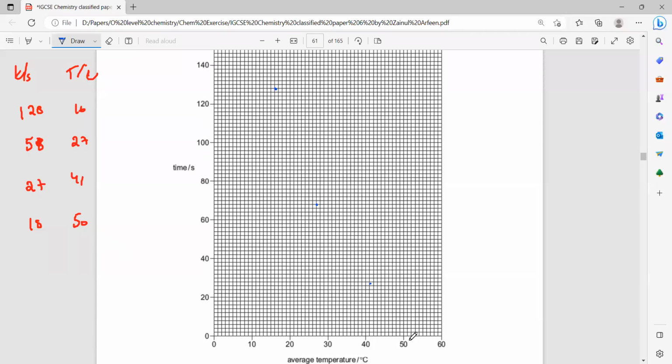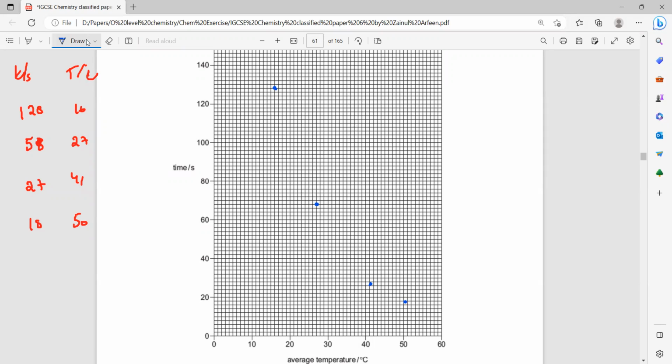And the last one is 18 and 50. So this one is 50 and 20, so these two boxes are 20, so this will be 80. So this is our first point. This one is the second point. This one is the third point, and this one is the fourth point.